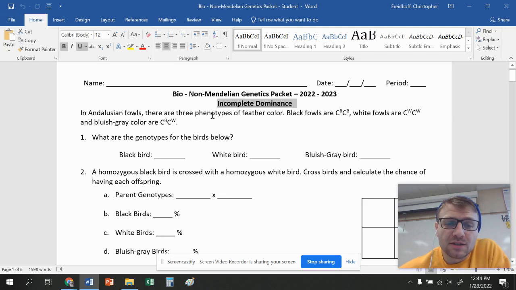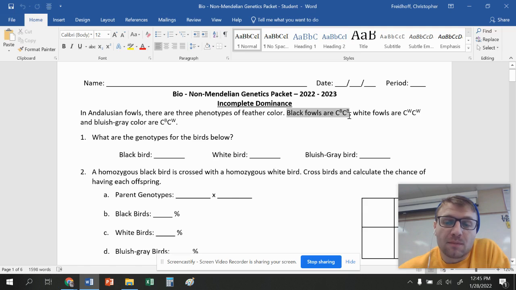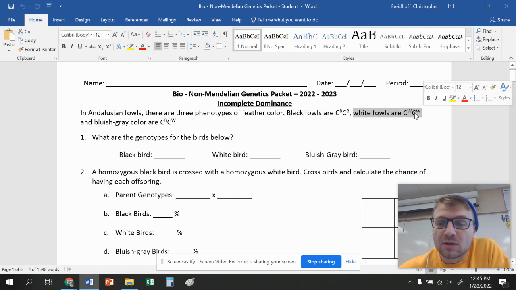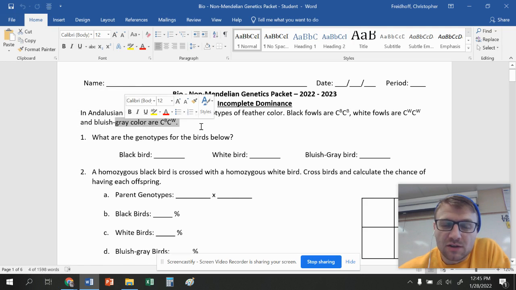So in incomplete dominance, remember that you're looking at the heterozygous form. You can see here the big B and the big W. They're going to create a different phenotype for the offspring. So black fowls are capital C big B, capital C big B. White fowls are capital C big W, capital C big W. And the bluish gray color, the in between, is going to be capital C big B, capital C big W. You have to write those down here just to remind yourself.